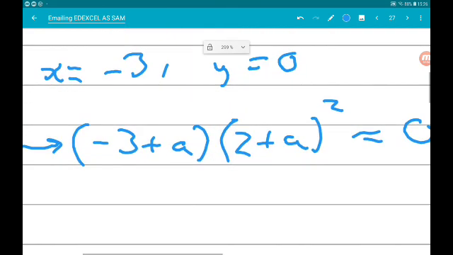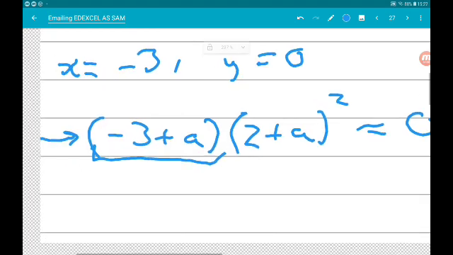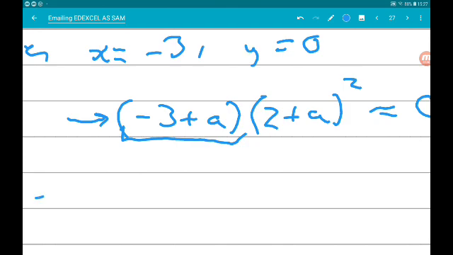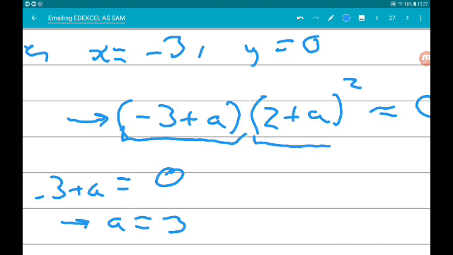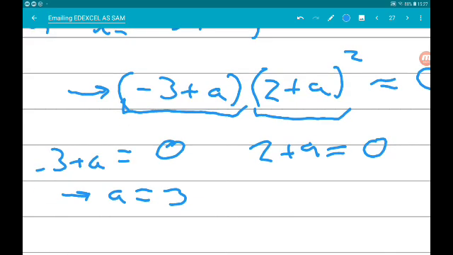So either minus 3 add a is equal to 0, which tells us a is equal to 3, or 2 add a is equal to 0, so a is equal to minus 2. Cool.